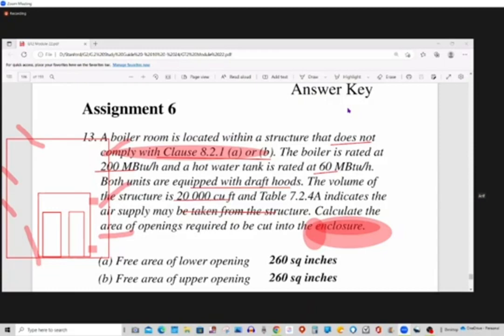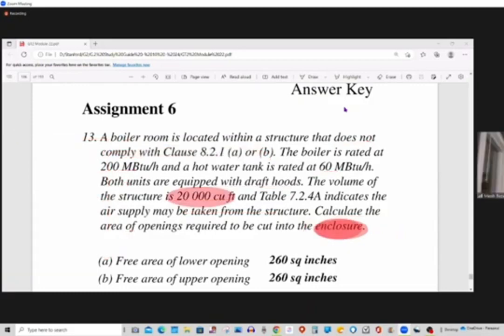So here we have 200,000 plus 60,000, so it's going to be 260,000. 260,000 divided by 1,000 is going to be 260. And this one is inch square. Since it has a draft control, natural draft, you have to make two openings, one on top, one in the bottom. Thank you, sir.